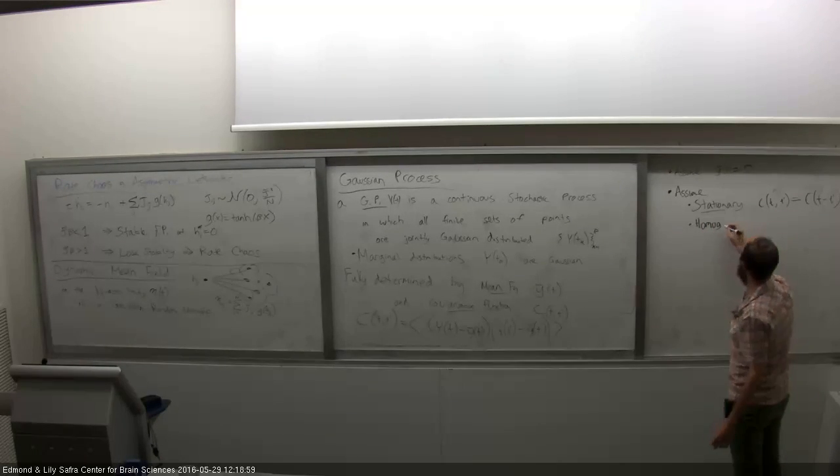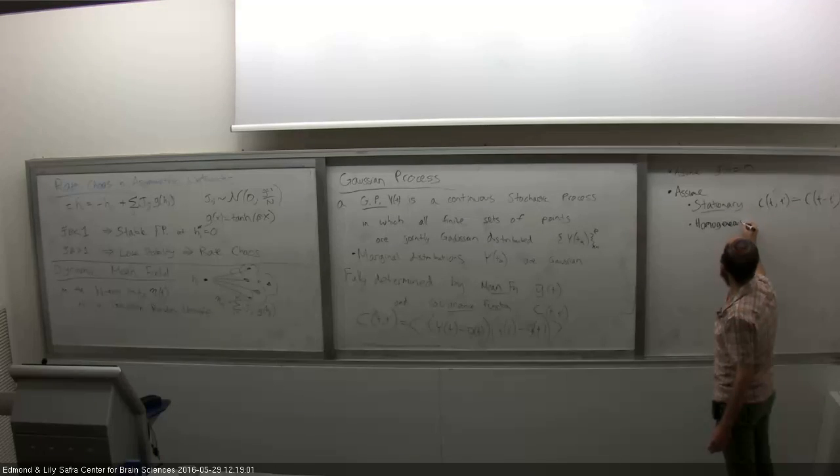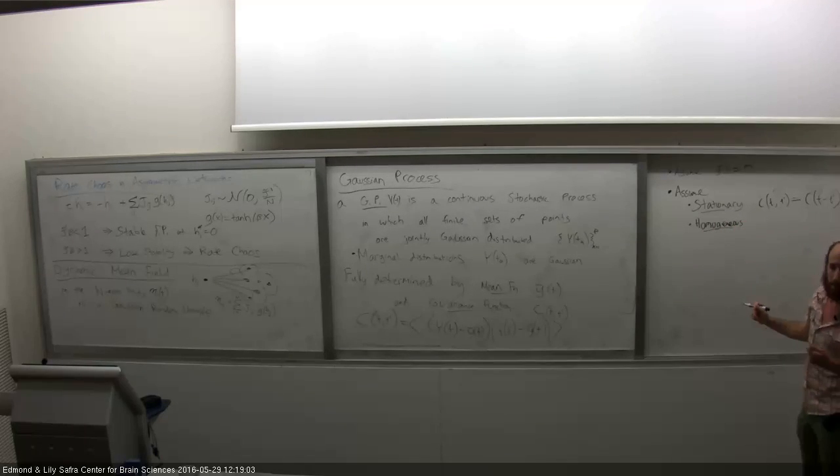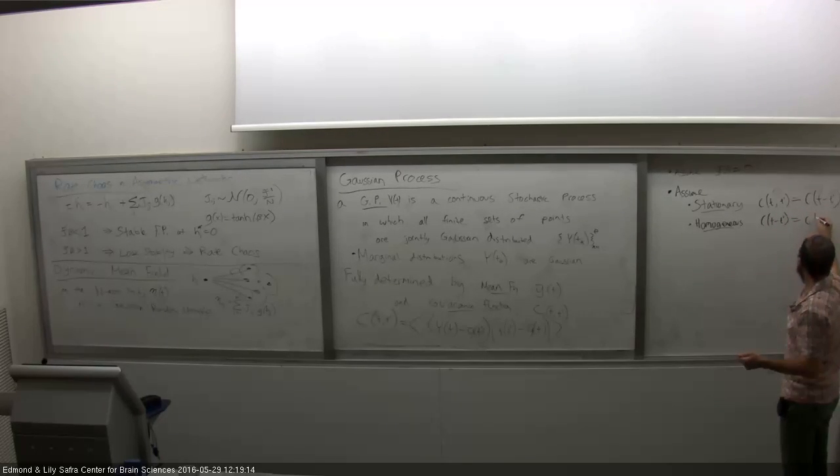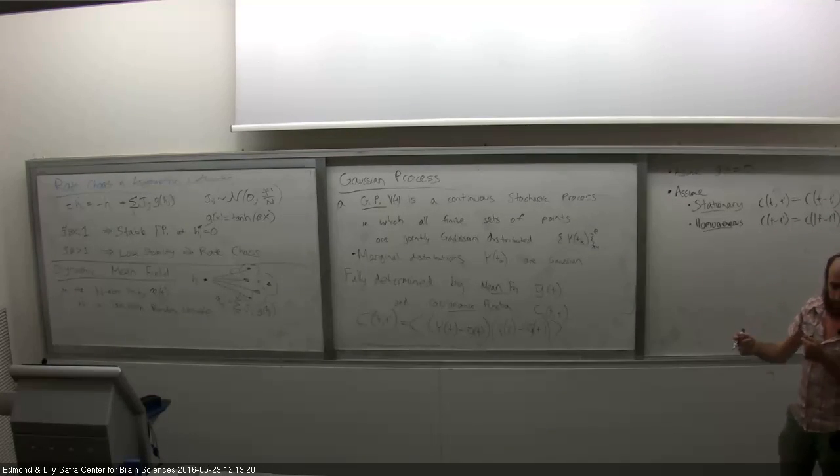This is stationarity, and then homogeneous is another property, which means that not only does it only depend on the time lapse, it doesn't depend on the order of the time lapse. So in that case, C of t minus t prime is equal to C of the absolute value of t minus t prime. So it's symmetric with respect to the order of time.